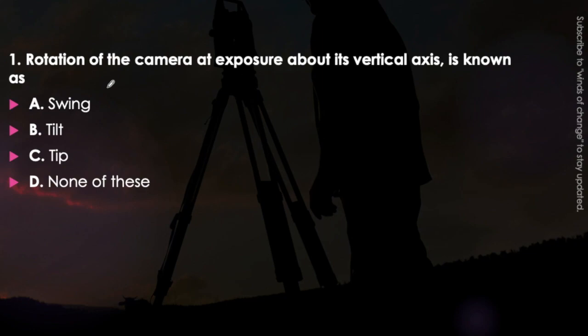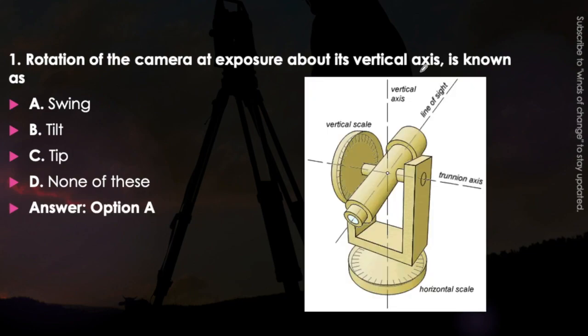Rotation of the camera at exposure about its vertical axis is known as swing, tilt, tip or none of these. It is the question with respect to the theodolite in which the rotation of camera at the exposure about vertical axis will be called as. The answer will be option A, that is it is called as swing. It will be called as swinging if it rotates about the vertical axis. You can see this is vertical axis. If we rotate around it, it will call the swing operation.